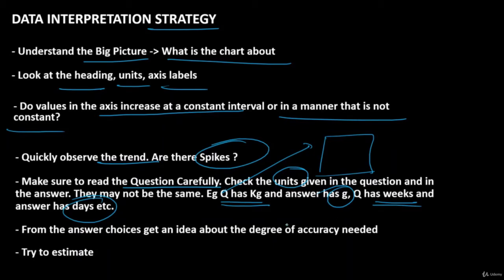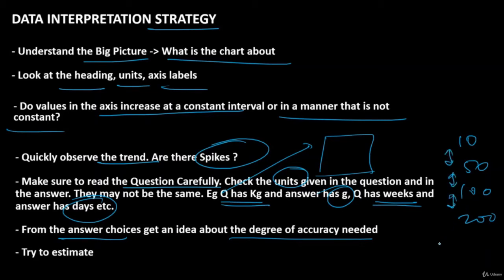Also do check the answer choices because they give you an idea about the degree of accuracy needed. For example, if the answers are in the form 10, 50, 100 and 200, you can see that they are quite far away, right? So even a lower degree of accuracy while solving will help you arrive at the correct answer. But if the answer choices are 11, 12, 13 and 14, then you need to have a higher degree of accuracy while calculating.